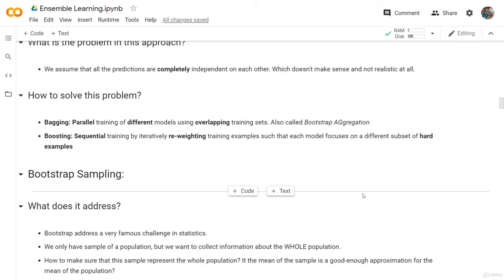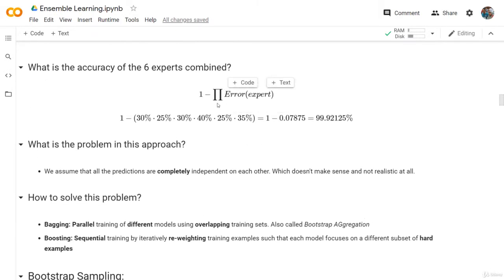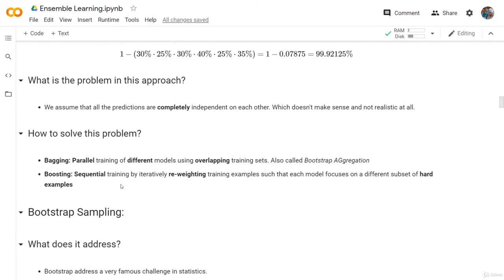Welcome back. So in the last lesson we said that we have two solutions for the problem we faced, right? With this approach of combining weak learners, the first solution was bagging, the second solution was boosting, right? So in this lesson we will focus on bagging, and we will start with bootstrap sampling.